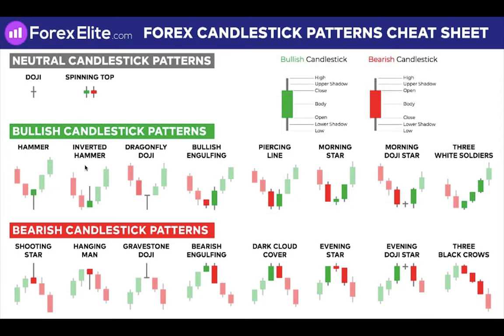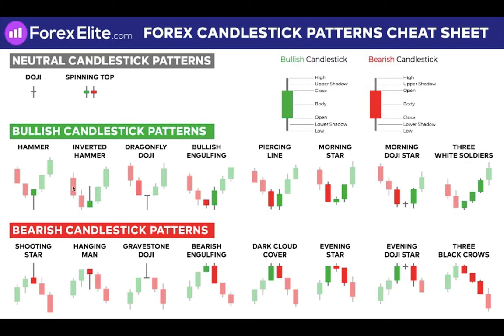So these ones here, the hammer, the inverted hammer, the dragonfly doji, the bullish engulfing, the piercing line, the morning star, the morning doji star, the three white soldiers are the bullish patterns. If you look at these patterns, they tell you that it's time to execute a buy. These bearish patterns tell you that it's time to execute a sell.